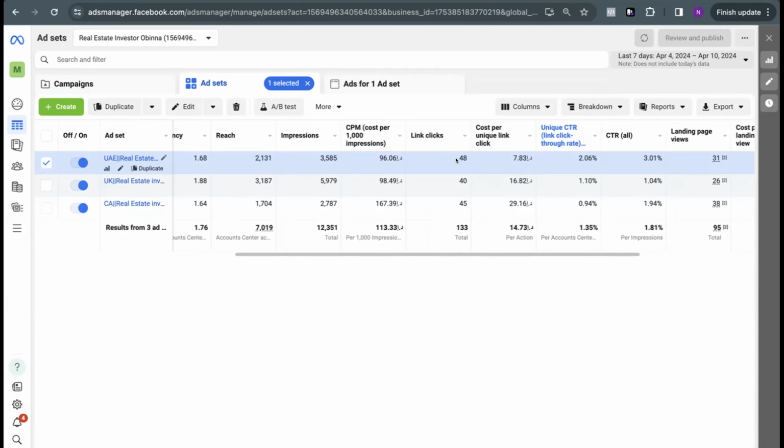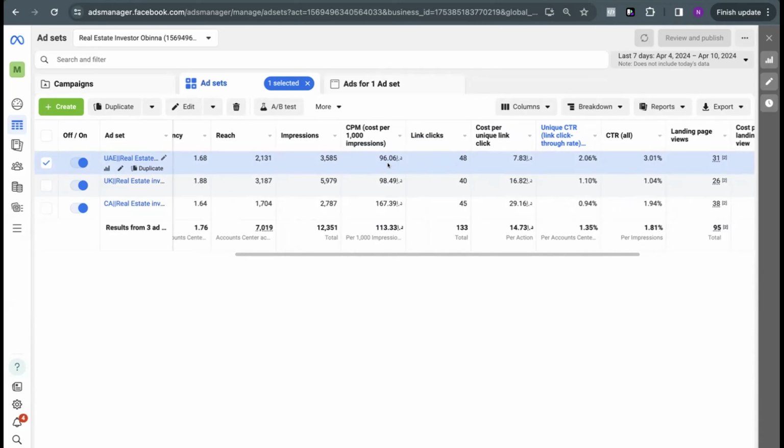With these numbers, the cost per 1,000 impressions is how much it's going to cost you to show it to 1,000 people. By doing this simple math, you understand that if I want to show it to 1,000 people, I'm going to pay basically 100 dirhams, which is like $27. So $27 will get me 1,000 people.